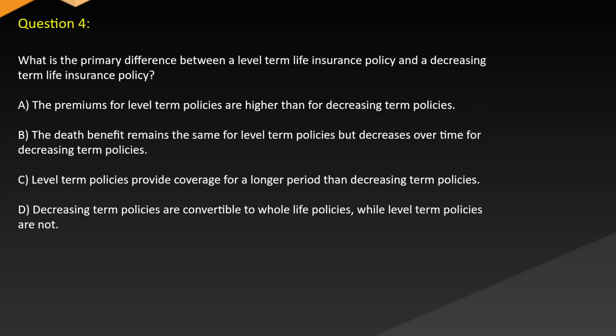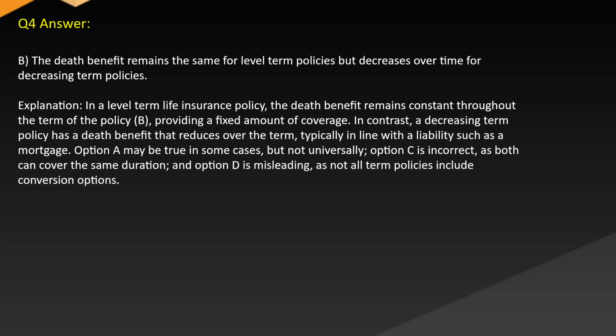Question 4. What is the primary difference between a level term life insurance policy and a decreasing term life insurance policy? A. The premiums for level term policies are higher than for decreasing term policies. B. The death benefit remains the same for level term policies, but decreases over time for decreasing term policies. C. Level term policies provide coverage for a longer period than decreasing term policies. D. Decreasing term policies are convertible to whole life policies, while level term policies are not. Answer: B. The death benefit remains the same for level term policies, but decreases over time for decreasing term policies.